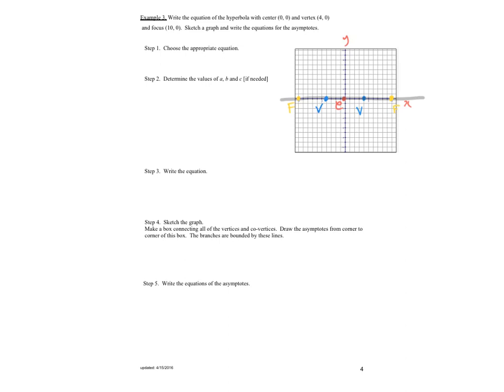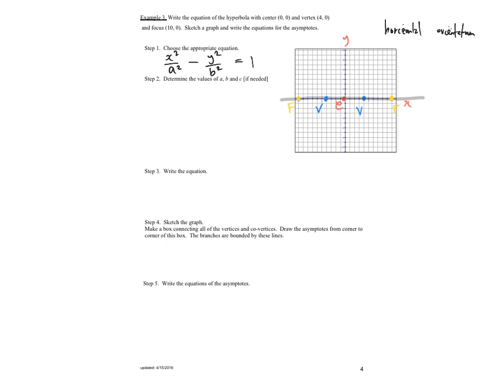So let's note that down. Horizontal orientation. So that means we can pick the right form of our equation. For a horizontal hyperbola, remember it is the x squared term that is positive. We'll subtract the y squared term and set that equal to 1. So now we need to figure out what a, b and c are.